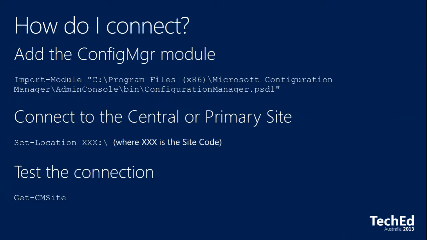So once we've got the PowerShell installed, we've got the ConfigMgr console installed, we need to connect. The first thing we need to do is import the ConfigMgr module. You need to run this every single time you're going to run any script against your ConfigMgr site. And that's the import-module commandlet. You can see that the .psd1 file is the one that we're looking for. And interestingly, we've got x86 here as well.